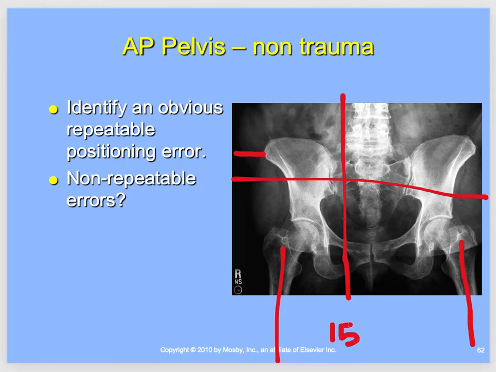So always remember when you're doing a pelvis, you have to rotate in 15 to 20 degrees so you show that greater trochanter in profile and then you hide that lesser trochanter, okay? So that's very, very important for an AP pelvis non-trauma.